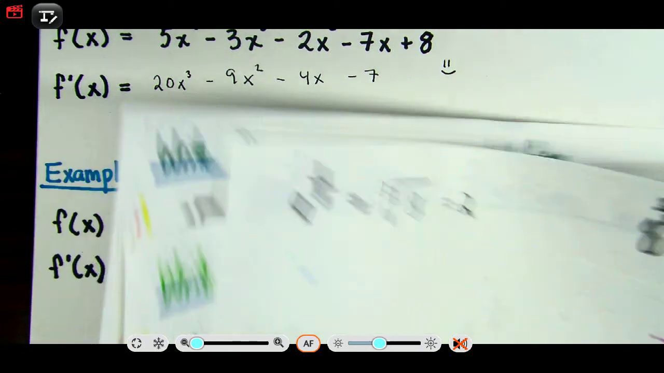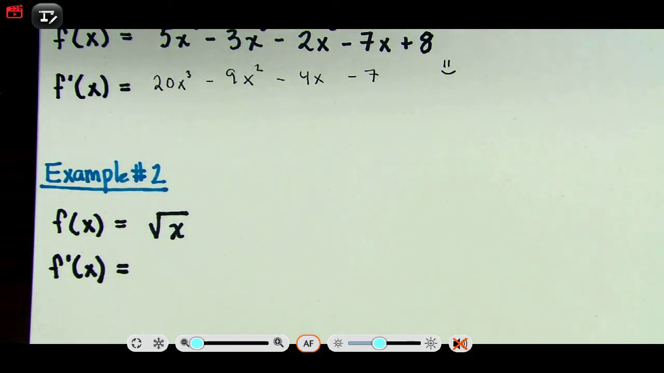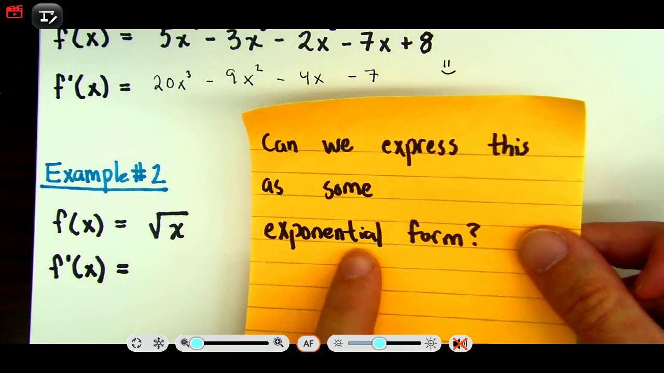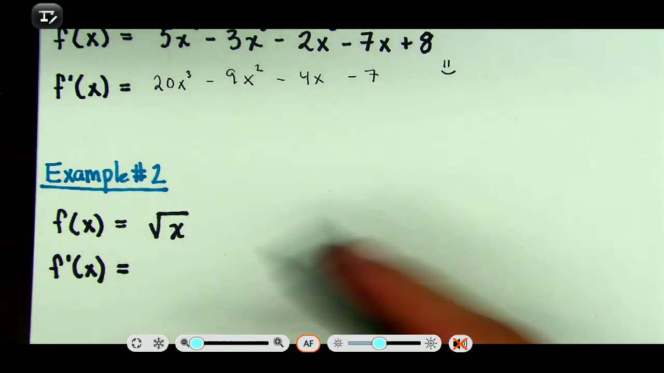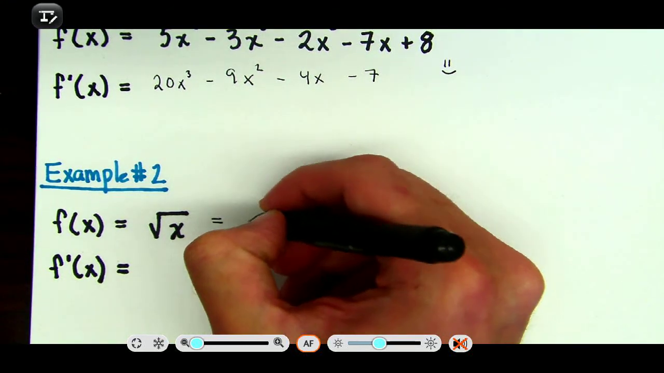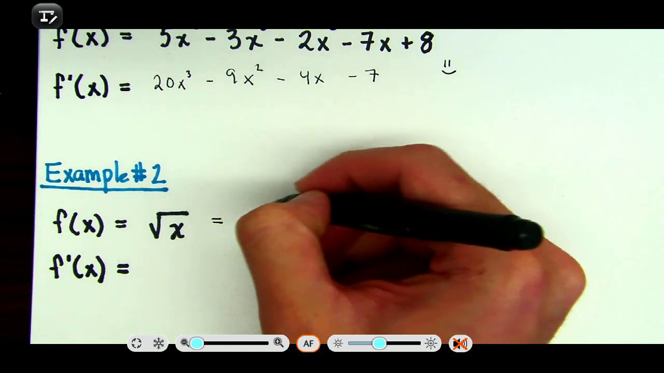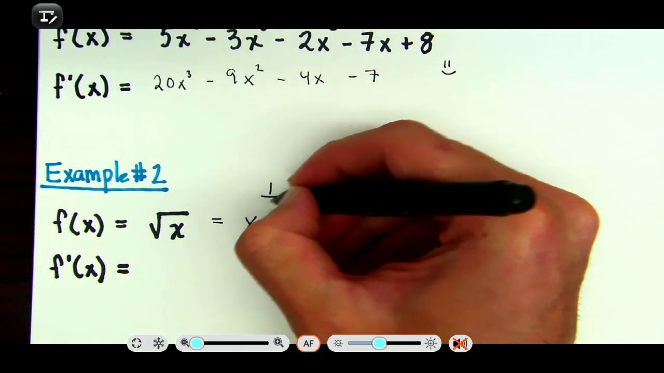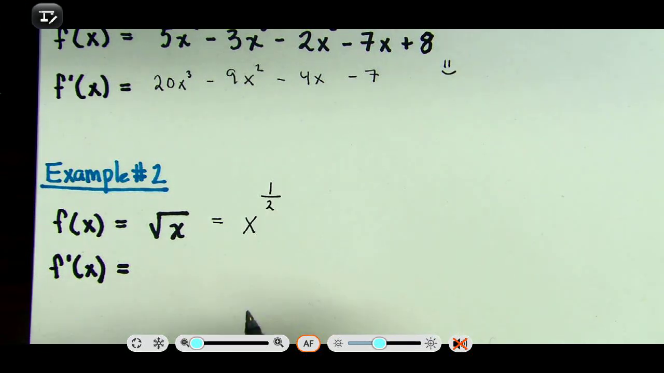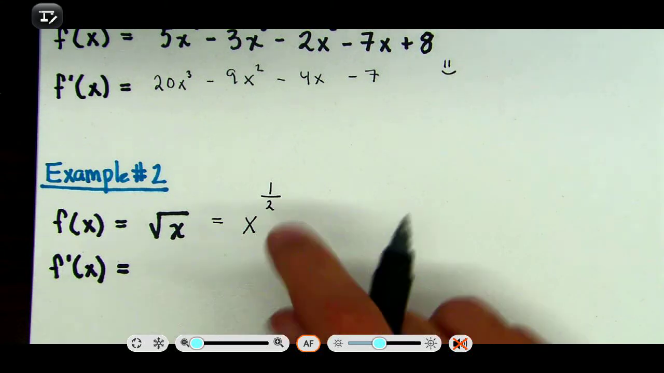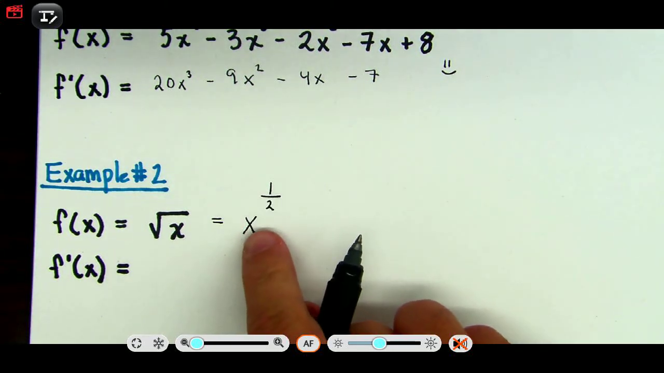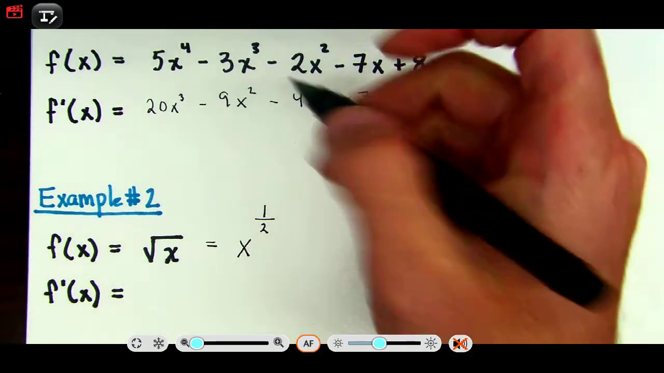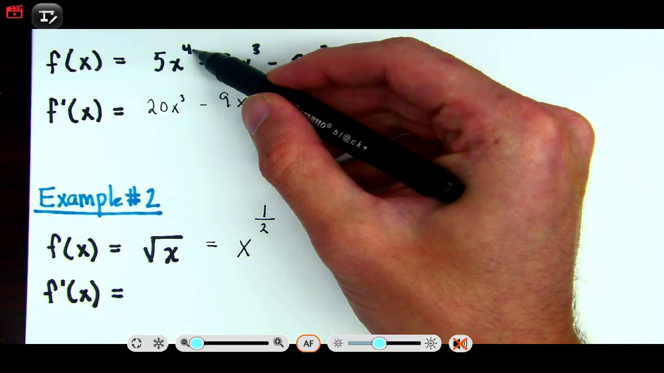So the question I have for you here first is, can we express this square root of x in some exponential form? This square root of x will also be equal to x to some fractional exponent. What would it be? It should be x to the 1/2, right? Just like we showed in the previous video. So now here, if we wanted to take the derivative of x to the 1/2, we're still using that rule where we multiply the exponent to the constant.